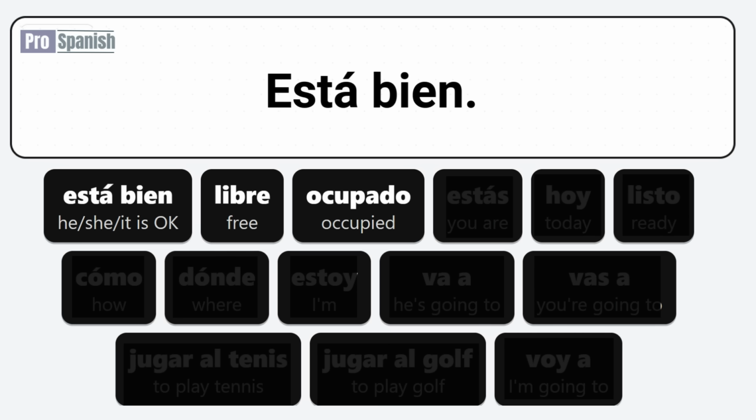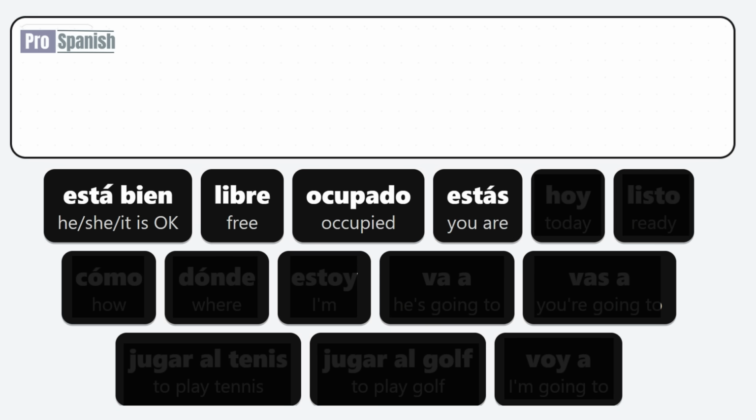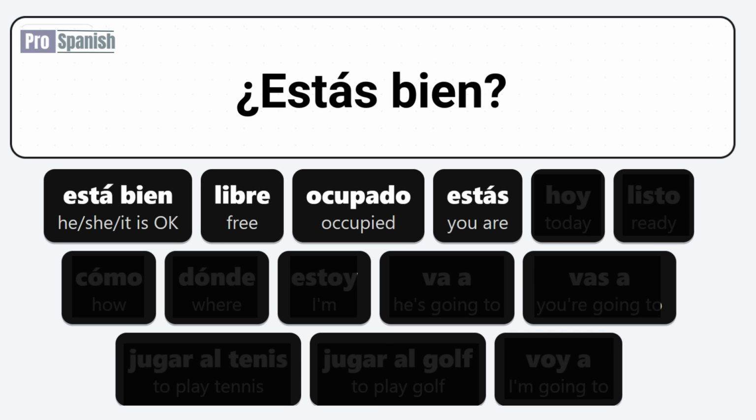So the está is he is, she is, or it is. And if we want to say you are, so instead of he is, you are, we just add an S at the end. Estás. So you are is estás. And of course, the question is the same. Are you? Estás, whatever it might be. How would you ask someone, are you okay? ¿Estás bien?